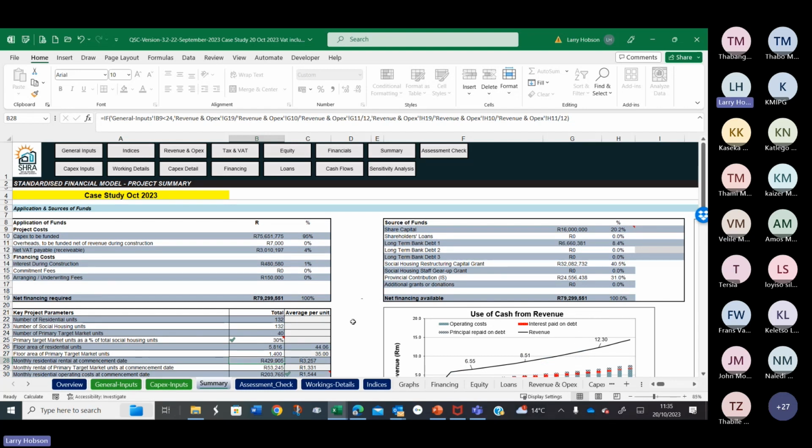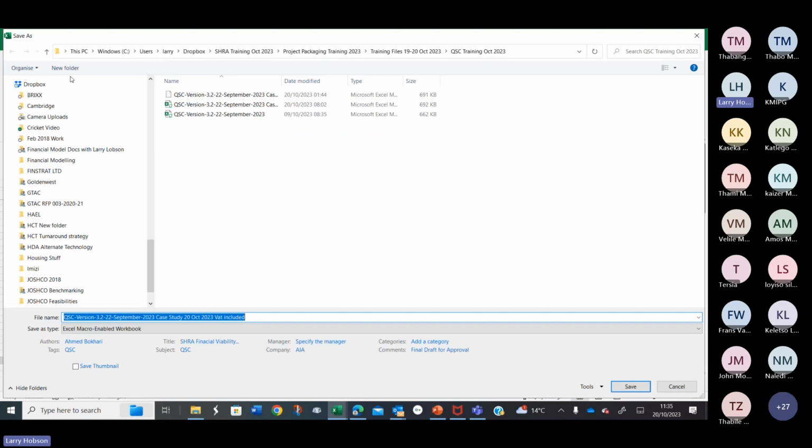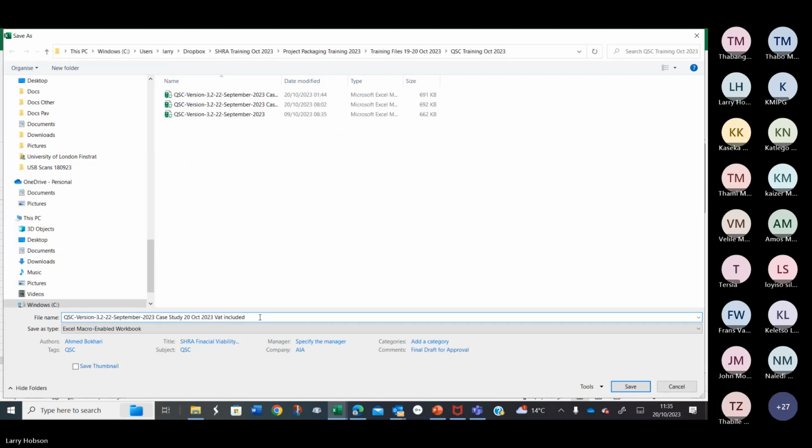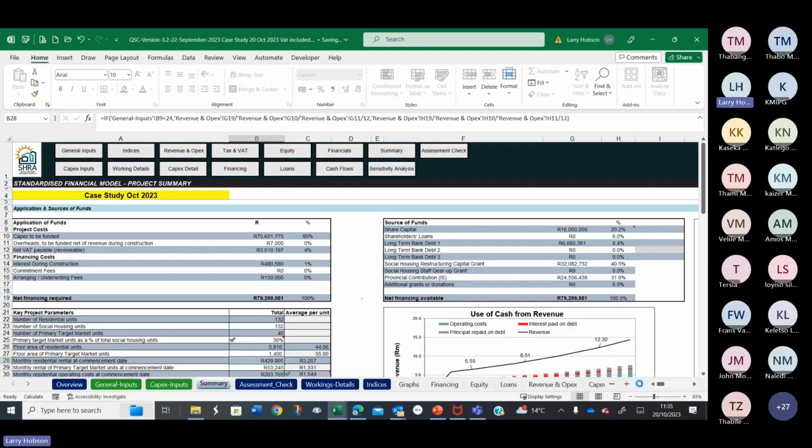Right, that was to do with an ODA. I'm going to just save this as ODA. And then I'm going to do one as if we're a social housing institution. We'll start off with exactly the same costs, but we're going to take away this 20% equity.